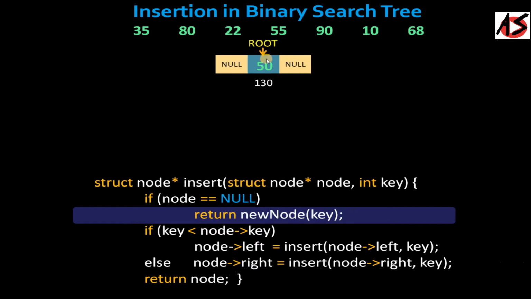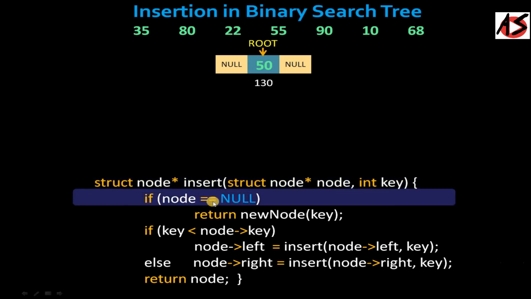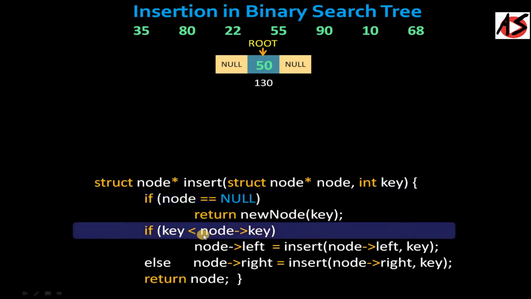Now it is assigned to the root. Now if you want to insert the second element, that is 35, again you call insert with struct node and key. So here your struct node is nothing but the root node. So you are passing here the address 130 and key is 35. So again you are checking node is equal to null. You have passed the root here, so it is not null. So you are checking this condition: key is less than node key. So your key is 35 and your node key is 50 here.